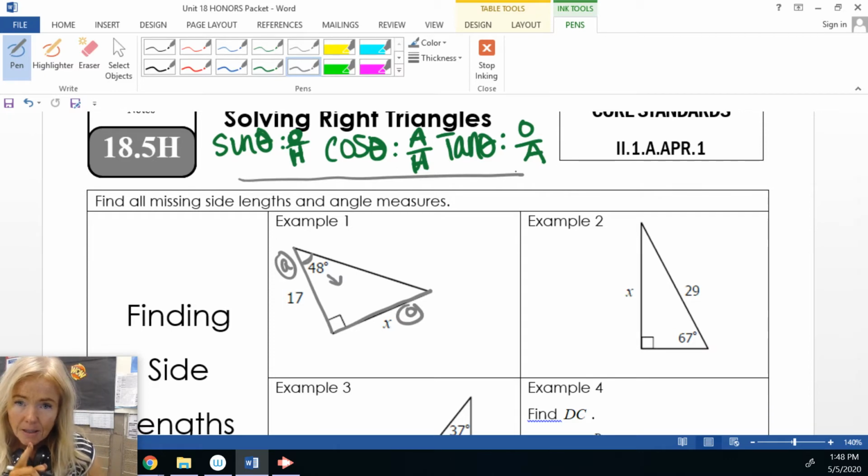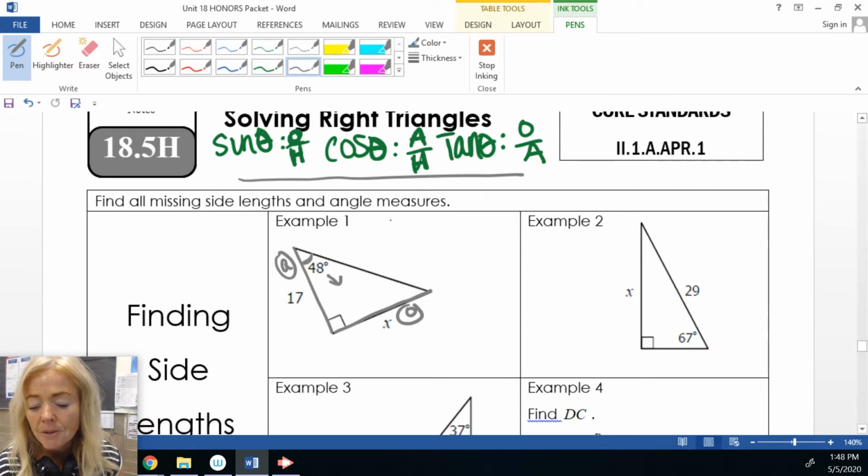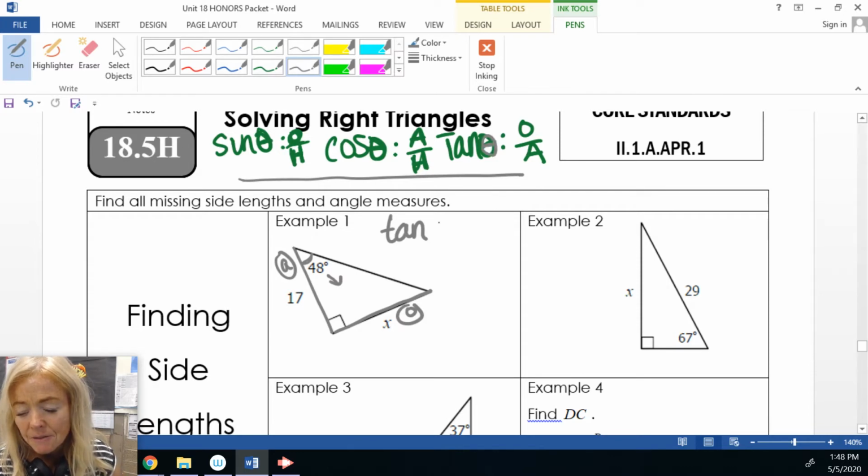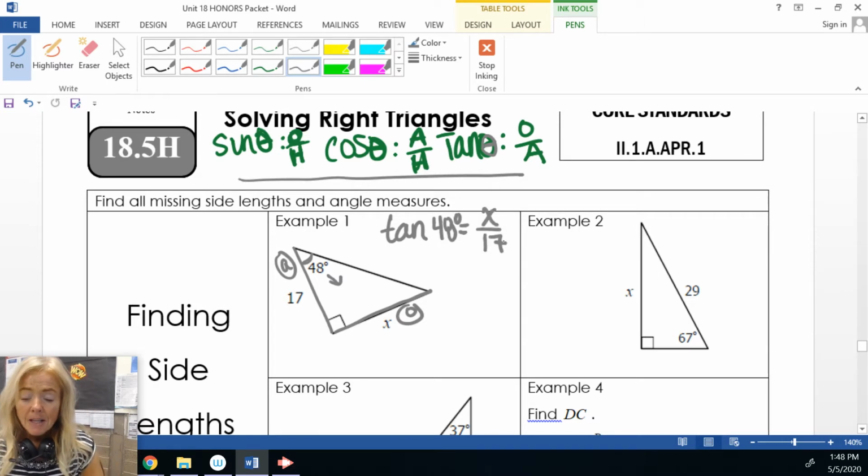And that lets us know which of the trig functions we're using. So we'll do tangent. Now, always what follows the function is the angle. So tangent 48 is equal to opposite, which is x, over adjacent, which is 17. So far, we've labeled the sides, we've determined which function, we've written an equation that we can solve for. We can solve for x.